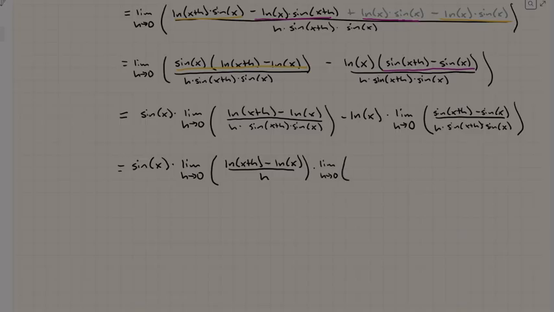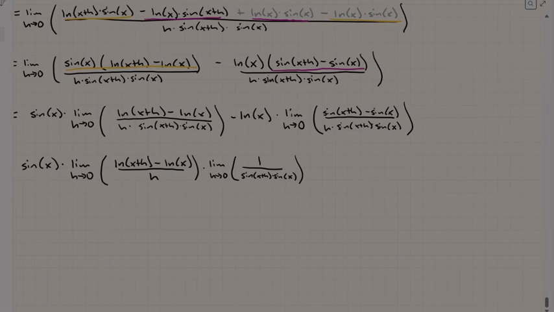Now if we divided this out, what would be left? It'd be 1 over sine x plus h times sine of x. All right, and that one is fine, right? Because we don't have the h in there, we can find that limit. And so that's what happens to the left part. A very similar thing is about to happen on the right side.